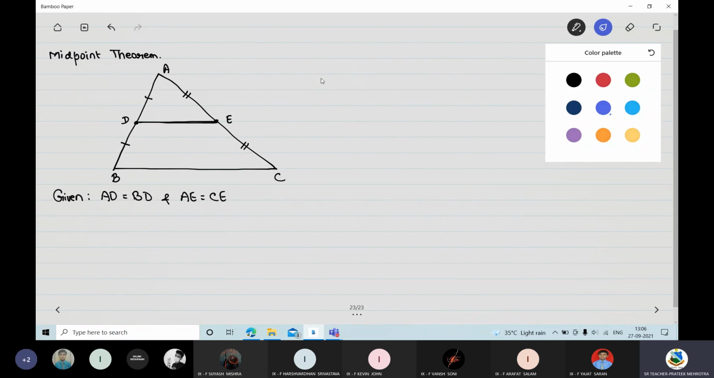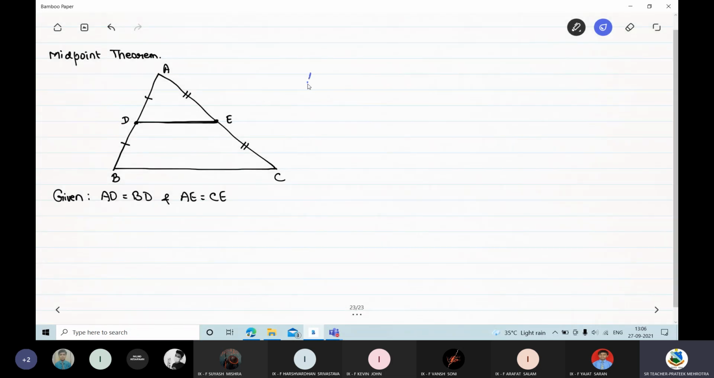From C, I'm drawing a line which is parallel to AD. So through C, I'm constructing a line which is parallel to AB. And I produce DE to meet this at a point F. This is what I have done, children. So that means that AB is parallel to CF. This is by construction. And I have produced DE to meet this line at F. Is this clear to everyone? Yes, sir.